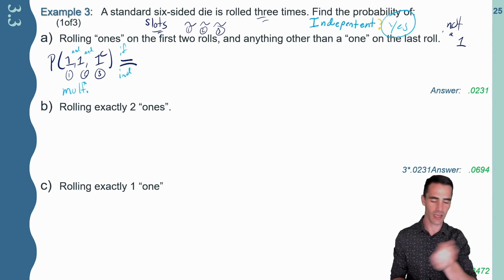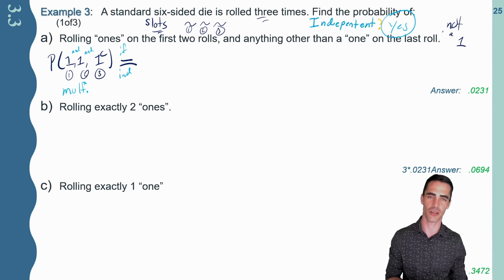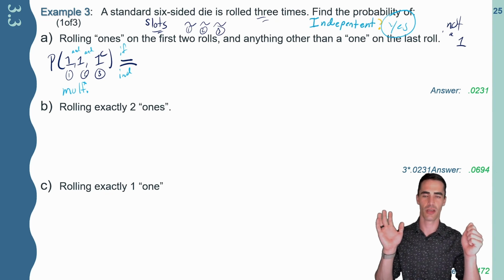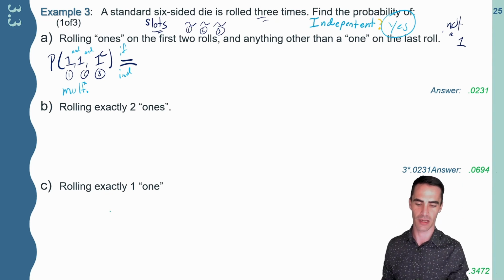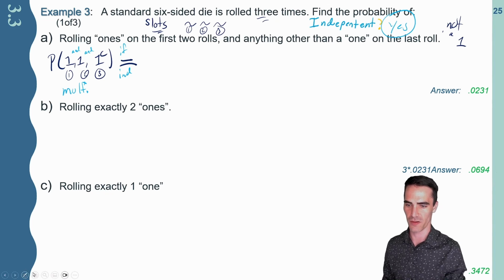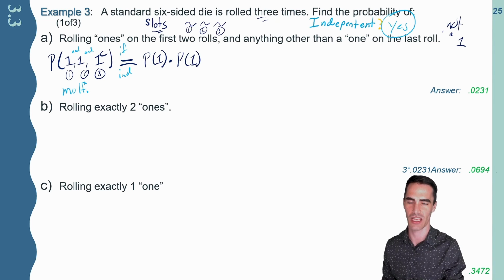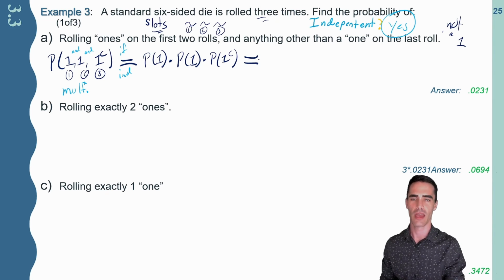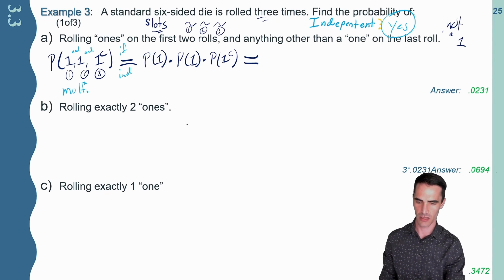It's because every time I pick up that dice, the fact that I rolled the 1 initially, while I pick up that dice, it's fresh every time. These events are independent of each other, which is good for us. It simplifies our process significantly. So I can write this then as the probability that I get a 1 on the first roll times the probability I get a 1 on the second roll times the probability that I don't get a 1 on the last roll. And now I can look at each of these events separately.